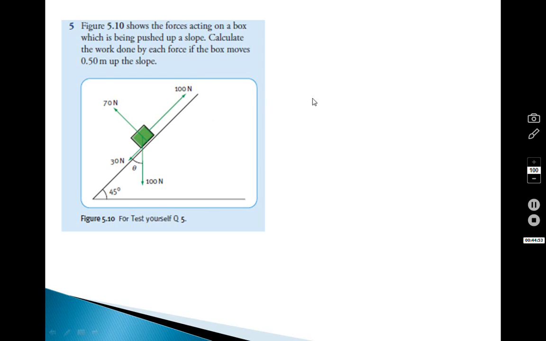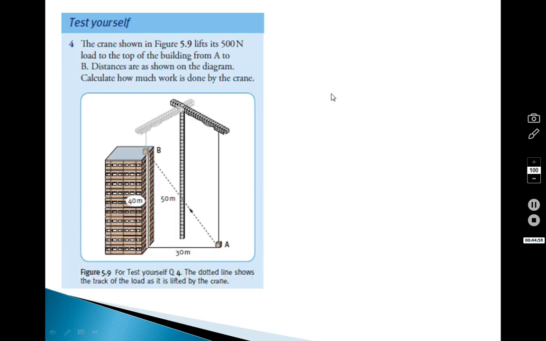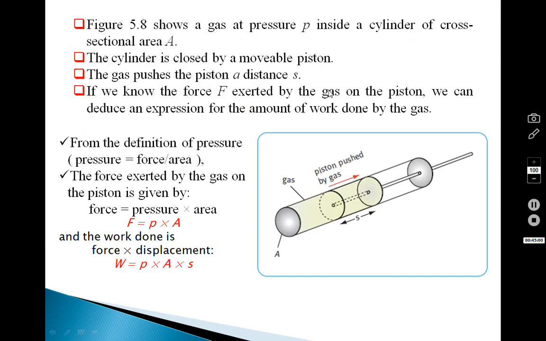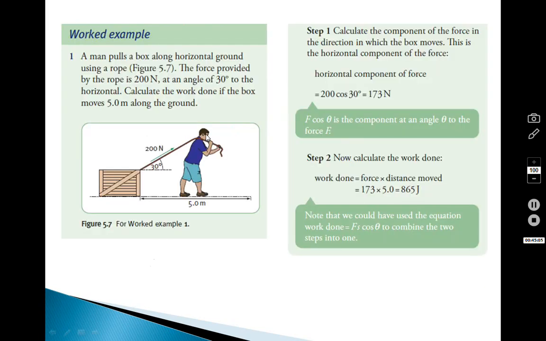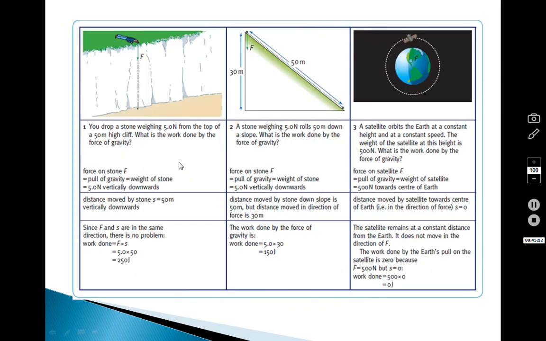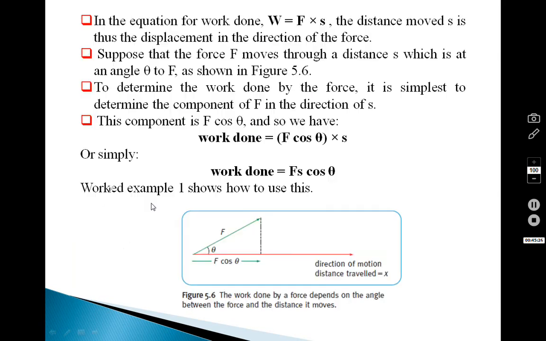I think this is all for today. Please try to keep what we have said in previous slides in mind, because we have lots of questions here. Try to distinguish between those situations: movement with an angle and movement in the same direction. If there is no angle, each case has a special equation: F times S or F cosine theta times S.